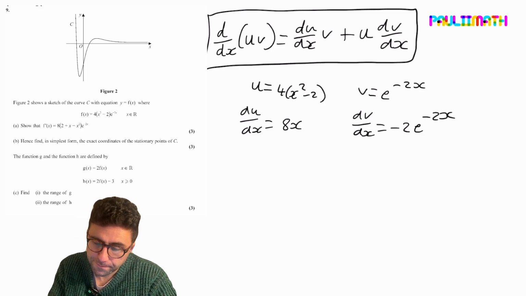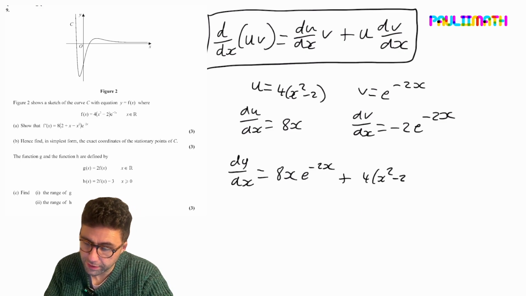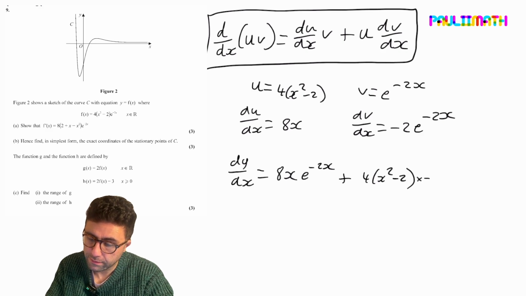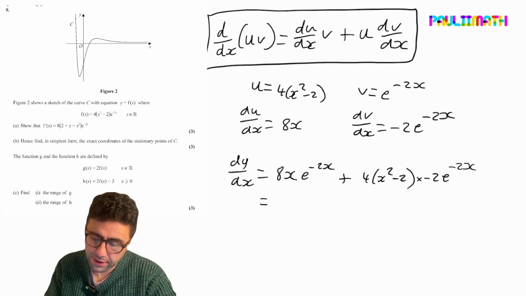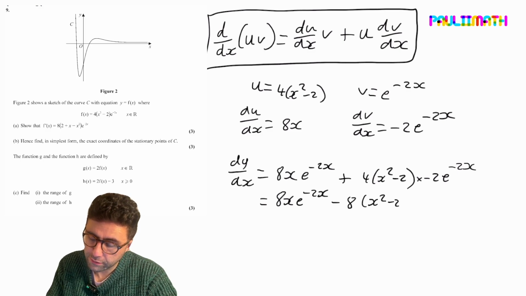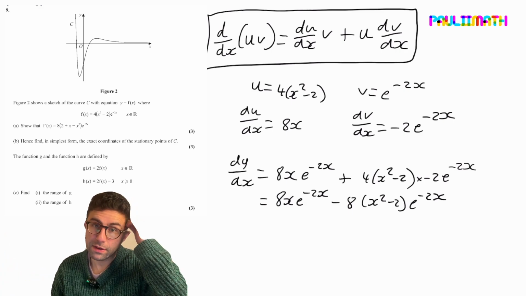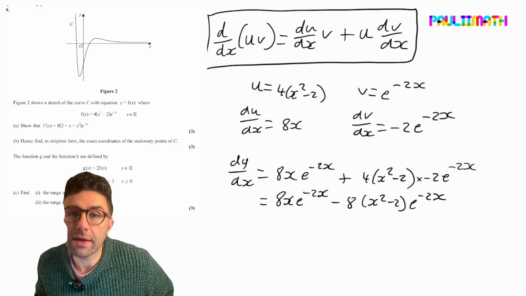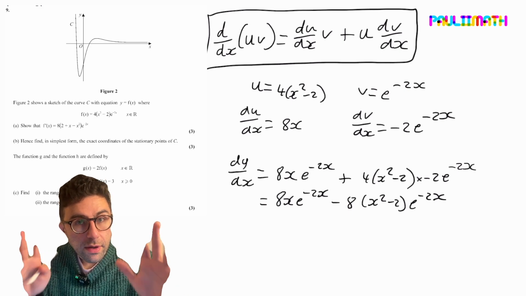Plugging them into the formula, the derivative then equals 8x times e to the minus 2x plus 4 times x squared minus 2 times minus 2 e to the minus 2x. Beautiful. Tidy it up slightly. 8x e to the minus 2x minus 8 times x squared minus 2 e to the minus 2x. Now, you could expand this out now, again like with that quotient rule one. You could expand it out, I wouldn't come for you. However, if you can factorise, I recommend it.